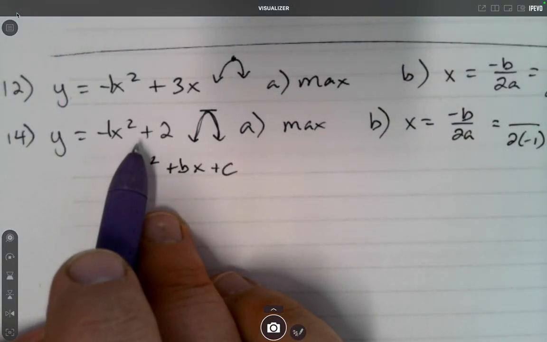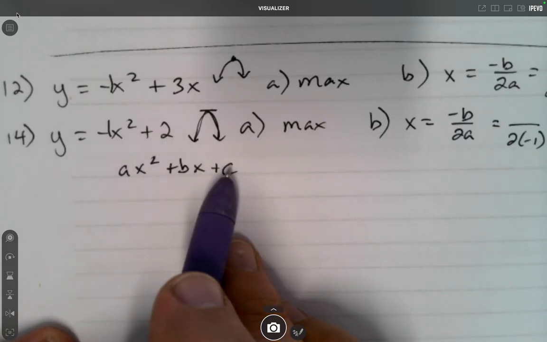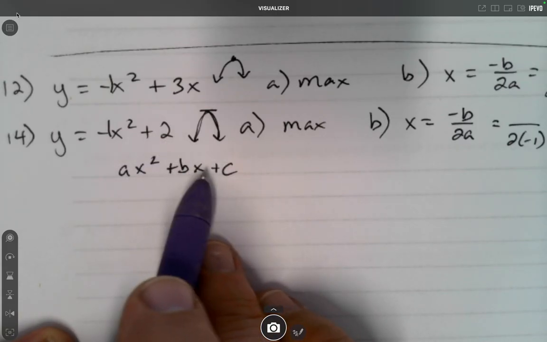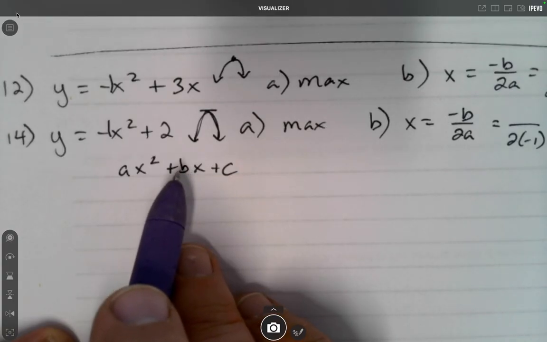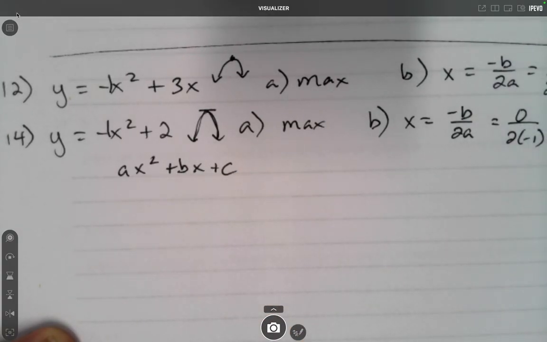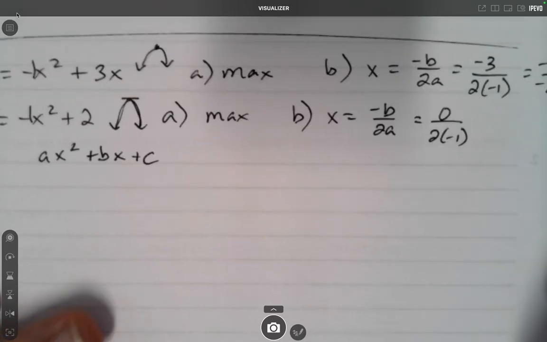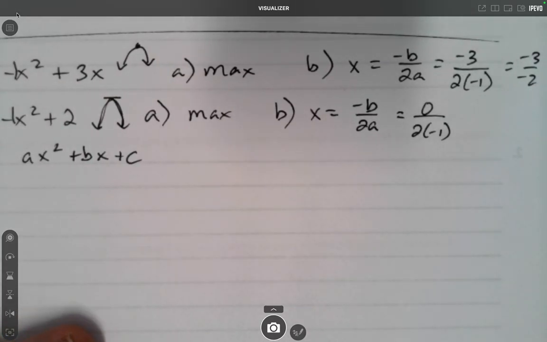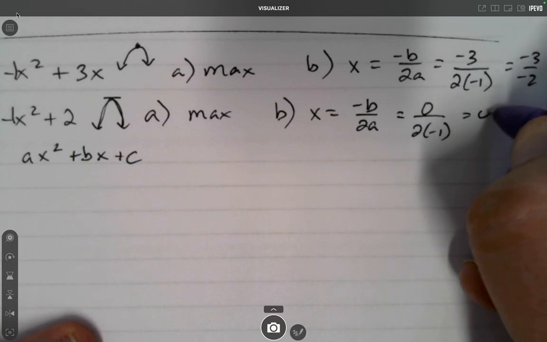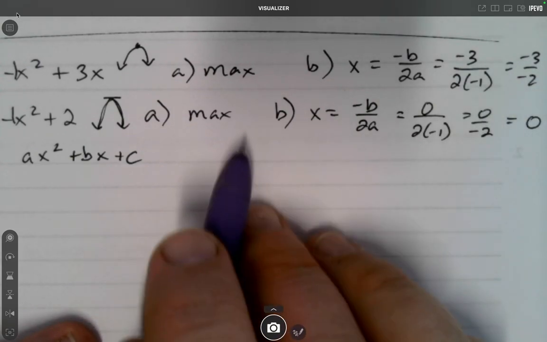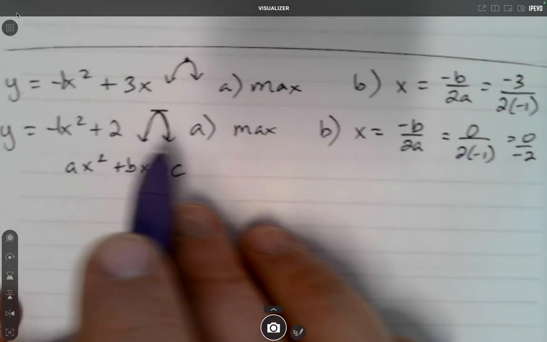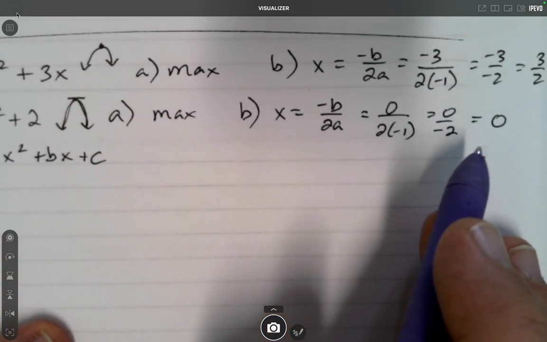But there is no x term at all. 2 is the c value, not the b. There's no x term at all. That means there's 0 x's, so b is 0. Now you can write negative if you want, but negative 0 doesn't really mean anything different than just 0. So we get 0 over negative 2, which is 0. So this maximum for this graph would occur at x equals 0.